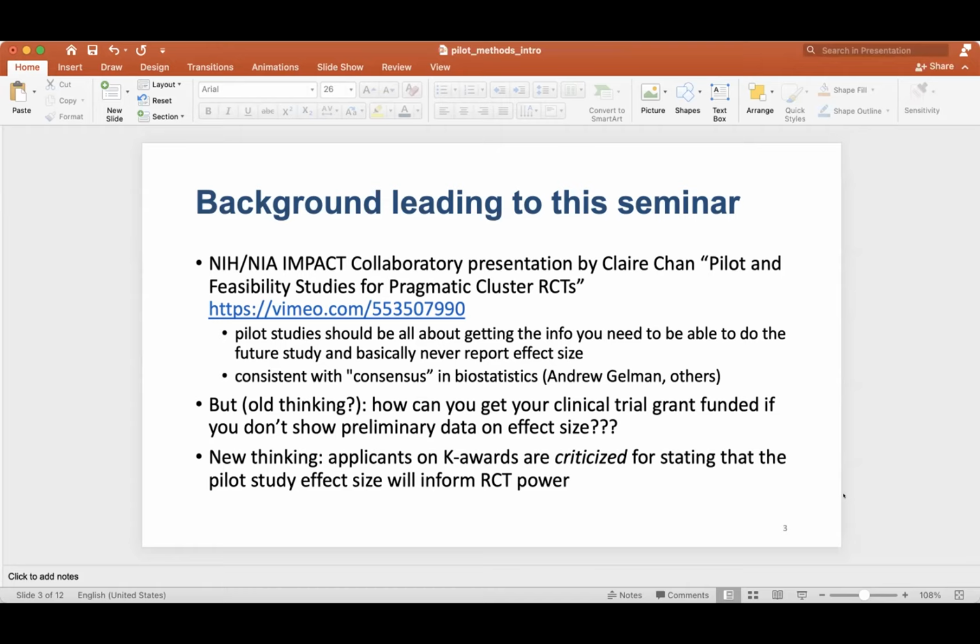And as I mentioned, I've been doing research for a long time. And back when I submitted my first R01 of a clinical trial, my mentors told me, don't even ever think about submitting a clinical trial to NIH without having an effect size estimate from a pilot study. There's absolutely no way you would ever get the grant.